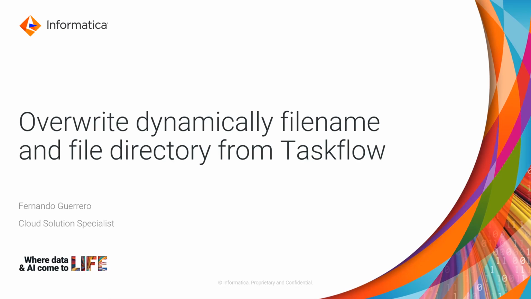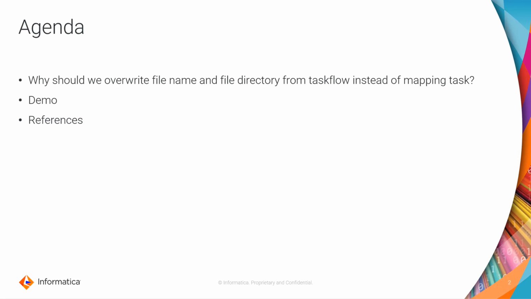My name is Fernando Guerrero, and in this video I am going to talk about how to dynamically override the file name and file directory from the Taskflow. Through this video we are going to learn why we should override the file name and file directory from a Taskflow instead of doing it from the mapping task. I will show you a demo with the basic concept of how to change the value at the Taskflow, and then I will send you some references to another video that also shows some other ways to do it.